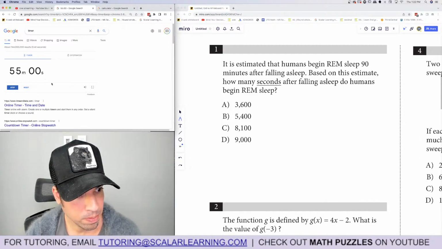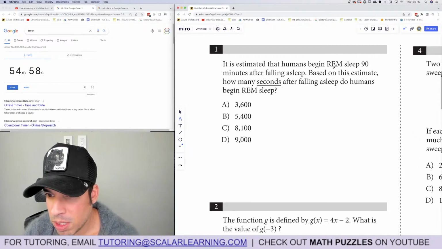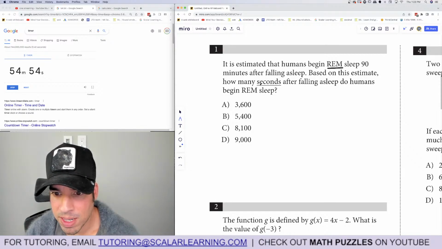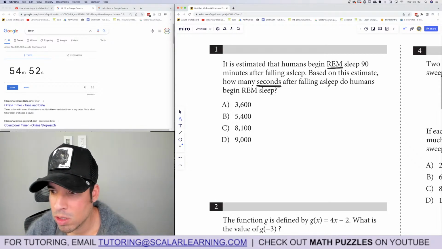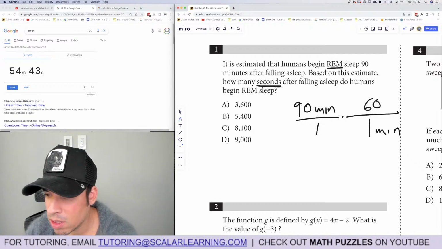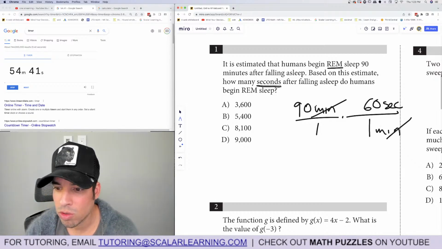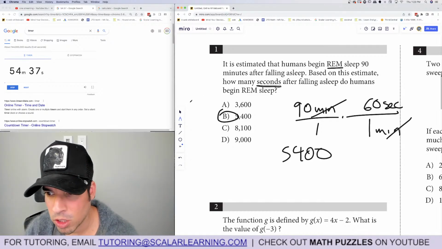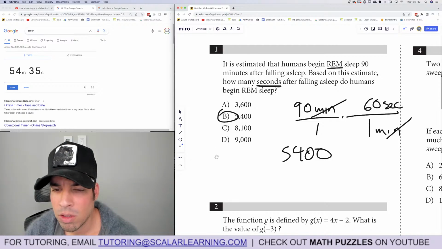Let's do it. It is estimated that humans begin REM sleep at 90 minutes after falling asleep. Based on this estimate, how many seconds after falling asleep do humans reach REM? So 90 minutes, we're going to convert that to seconds. I multiply it by 60 seconds per 1 minute, the minutes cancel. So 90 times 60 is 5,400. Boom, done. Let's just make sure that makes sense. Yeah, I don't want to go too fast.